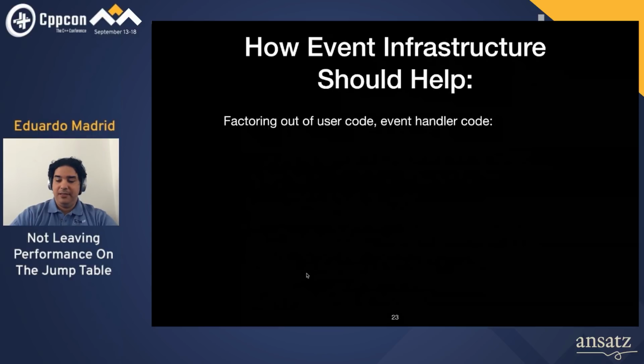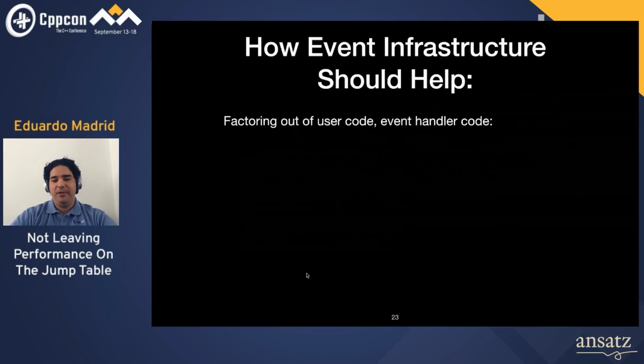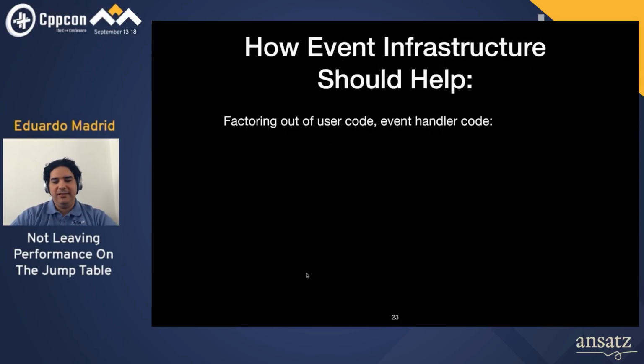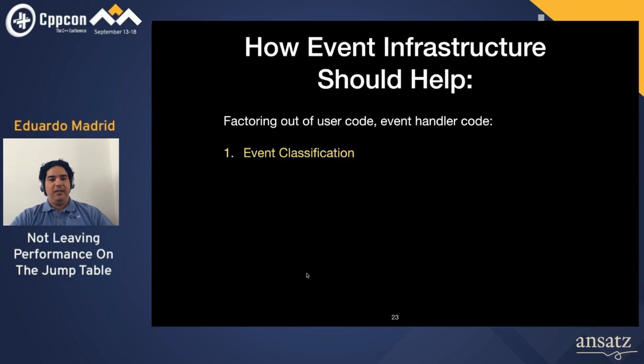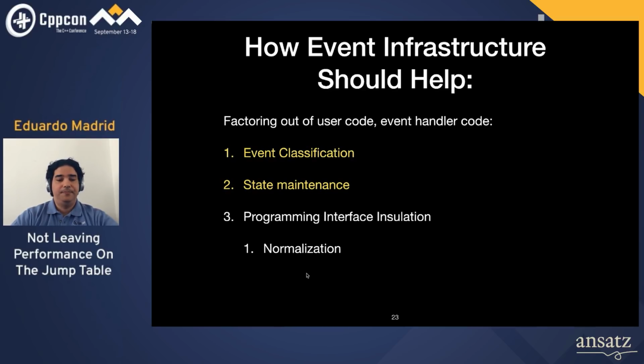This is the last thing that I'm going to be talking about. Events infrastructure: how should it help, beyond the specific callback design, the design of call signatures and intricacies? Well, you should be able to factor as much as you can of the user code into infrastructure code. And that's one example that we mentioned before, event classification. You also need to deal with the maintenance of the state. Something desirable would be programming interface normalization, and reducing the boilerplate.